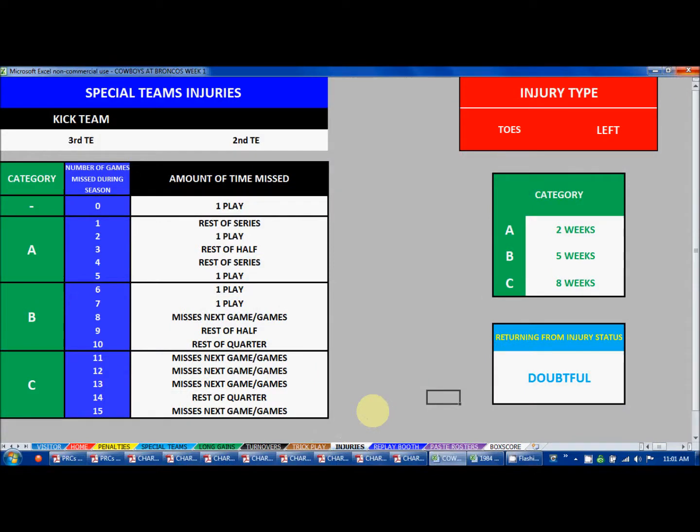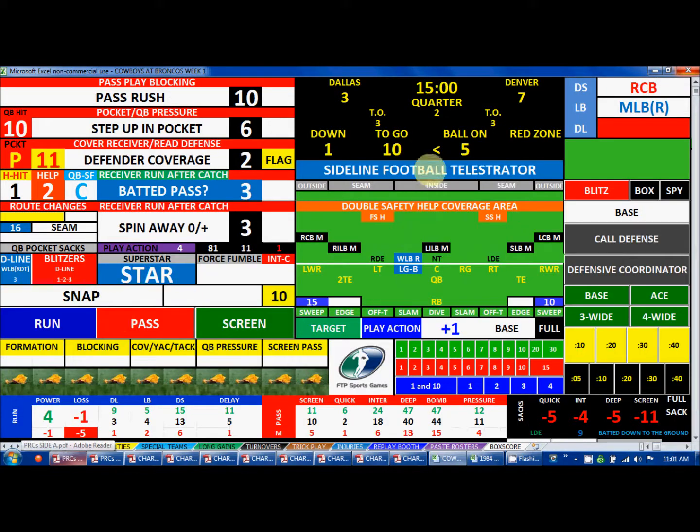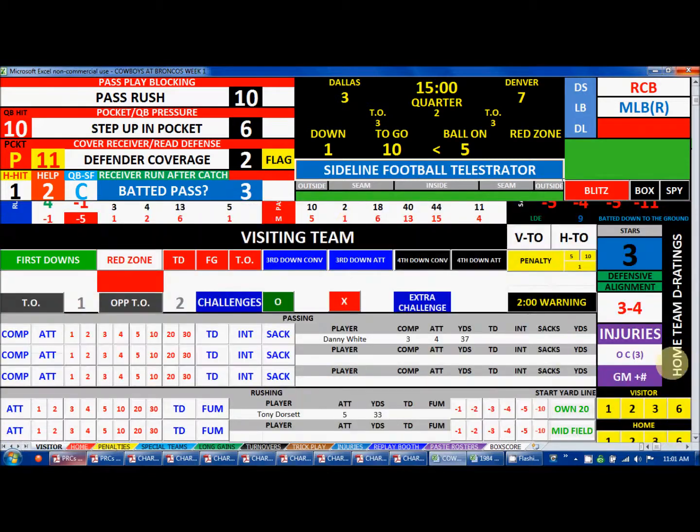All right, next we move to the injuries tab. Anytime the game calls for an injury to take place, the Sideline Football Telestrator instead reads injury, and you slide down here and you see who the player is, whether it's offense, O, or D, defense, and that's the center. And then down here, if you just want a little quick reference, you can look and see real quick if it calls for the player to miss a game, or a play, or a quarter, or whatever.